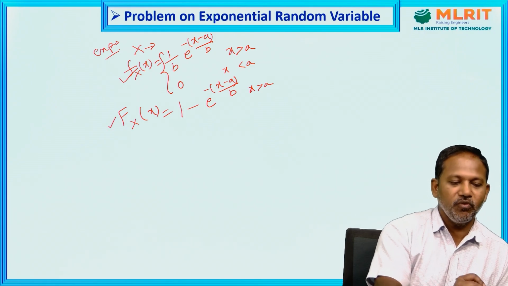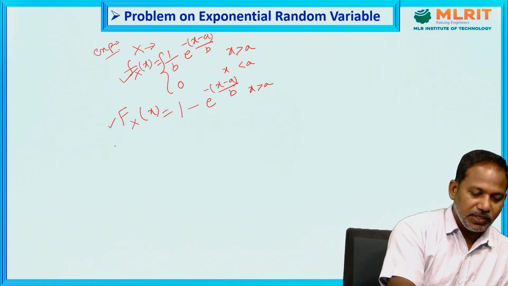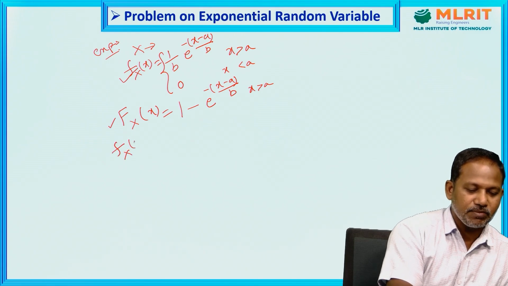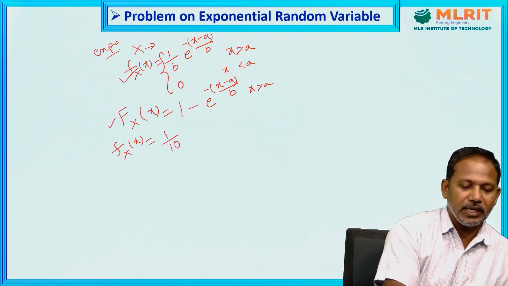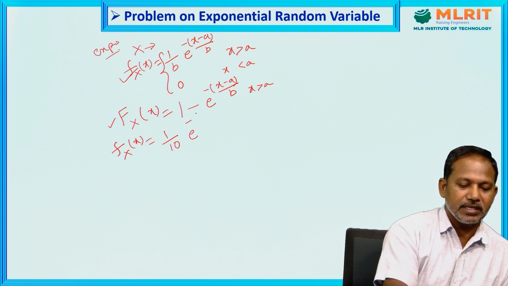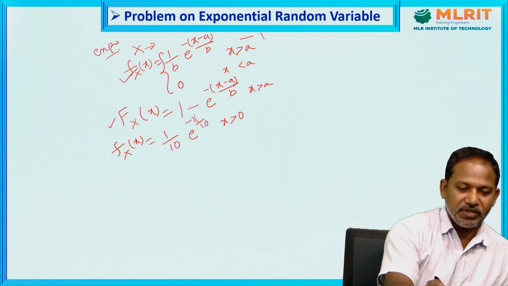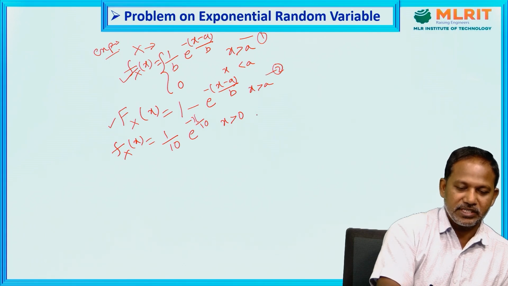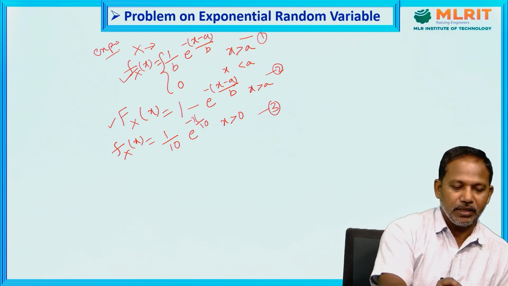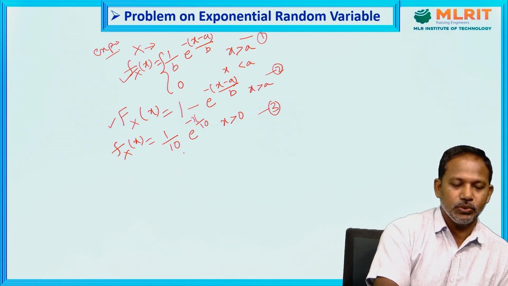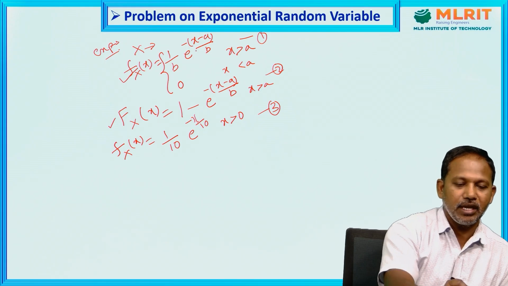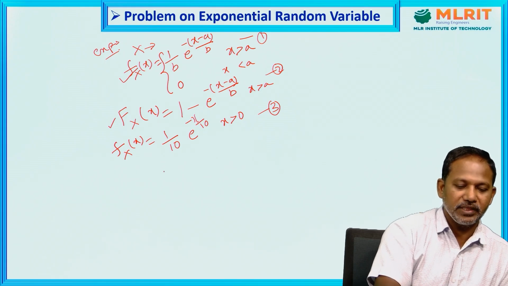So now we are moving to our problem. What do we need to know? Here the probability density function is given, small fx of x equal to 1 by 10 into e power minus of x by 10 for x greater than 0. Now assume this is equation number 1, this is equation number 2, this is equation number 3. These are the known values. Now I need to compare equation 1 and equation 3. By using these two, I can find the constant values; here a and b are constants. Comparing 1 and 3, a equal to 0 and b equal to 10.